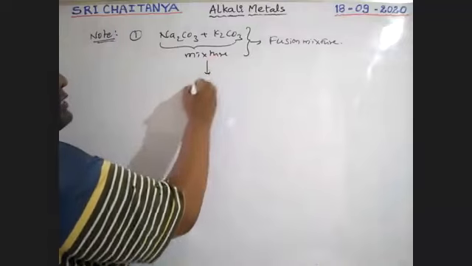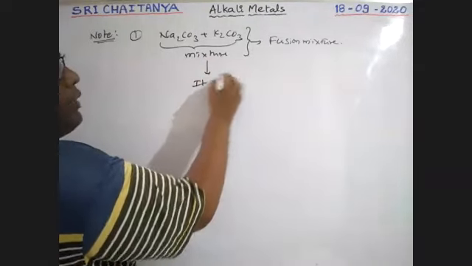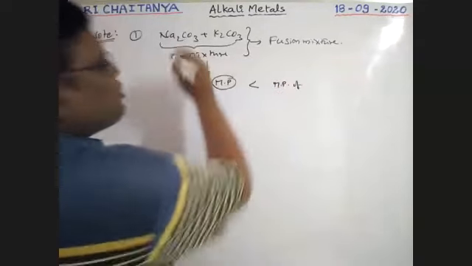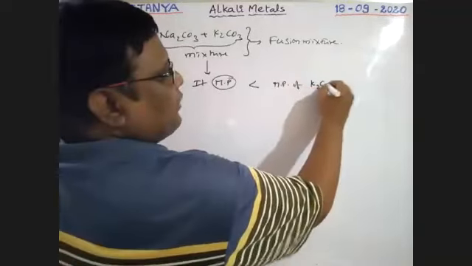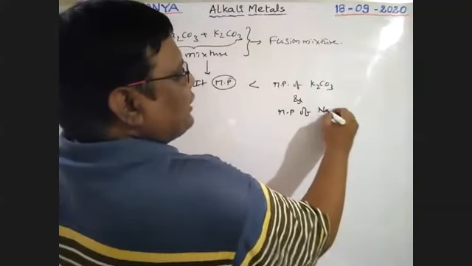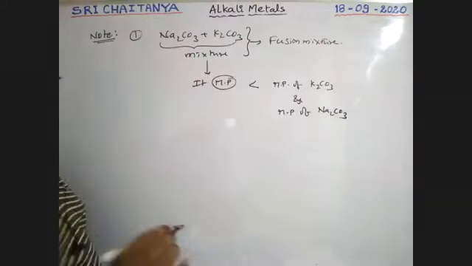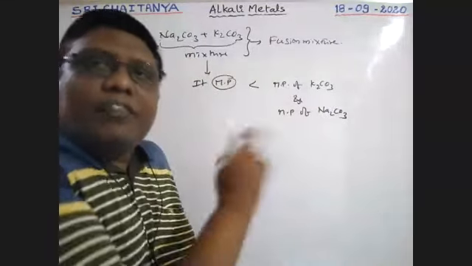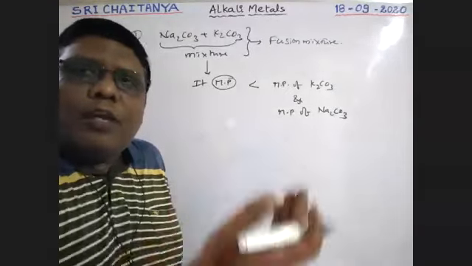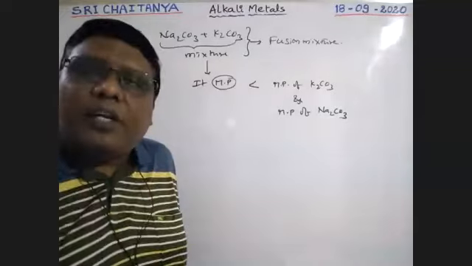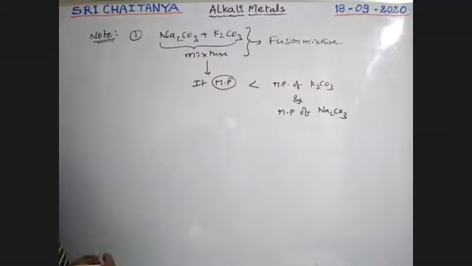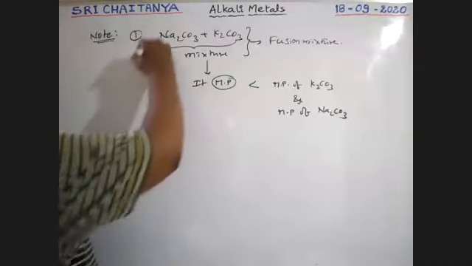Its melting point is less than the melting points of the individual compounds, that is the melting point of K2CO3 and the melting point of Na2CO3. Whenever a compound with a high melting point is to be melted, it is mixed with this fusion mixture and the melting point automatically drops down. For that purpose this fusion mixture is used. Very, very important.